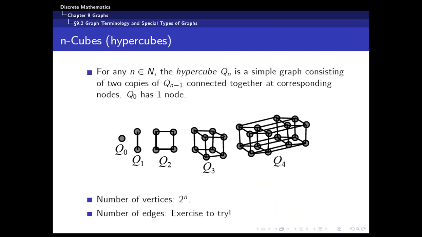Okay. Next one is the n-cubes or hypercubes. Consider n is a natural number, that means 1, 2, 3, 4. The hypercube Qn is a simple graph consisting of 2 copies of Qn minus 1 connected together at corresponding nodes. The number of nodes formula will be 2 to the power n.